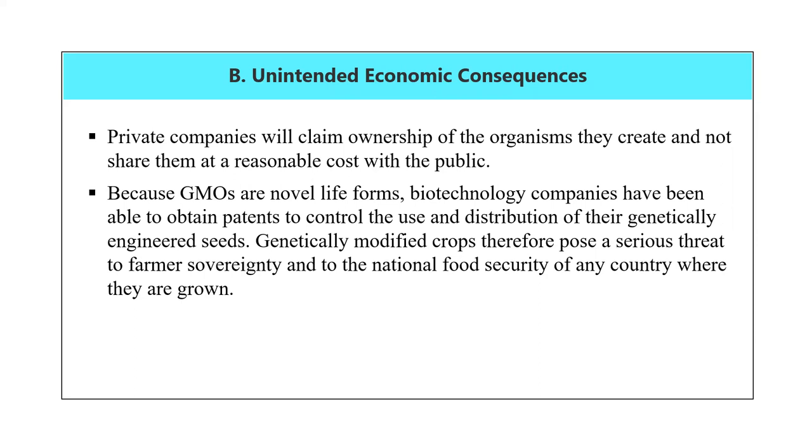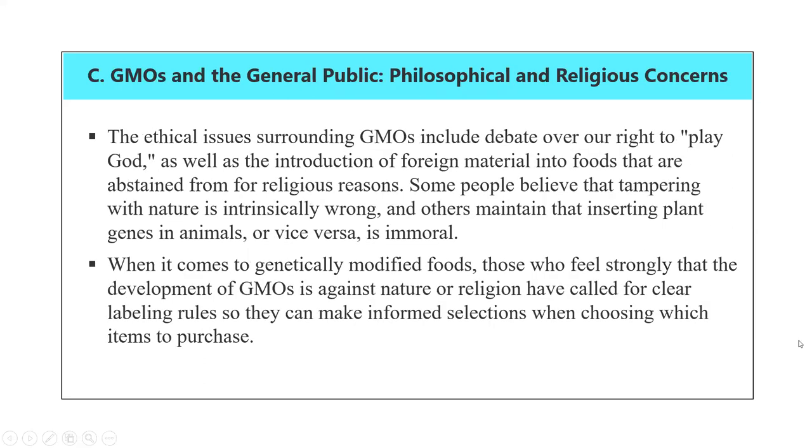Because GMOs are novel life forms, biotechnology companies have been able to obtain patents to control the use and distribution of their genetically engineered seeds. So genetically modified crops pose a serious threat to farmers' sovereignty and to the national food security of any country where they are grown. If they create GMOs, they might not distribute the seeds, or if they do, they're going to sell them at a very high cost, and our farmers will not be able to afford such seeds. It will have a domino effect. The effect will cascade into our food security, not just as a community, but as a country and as a global community in general.